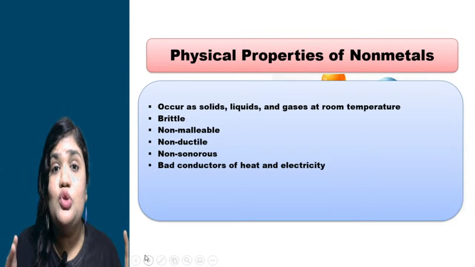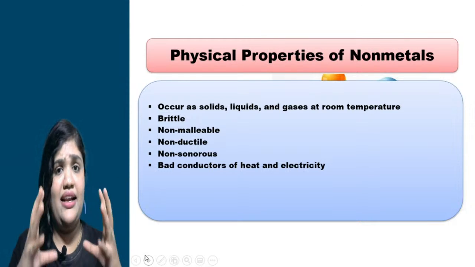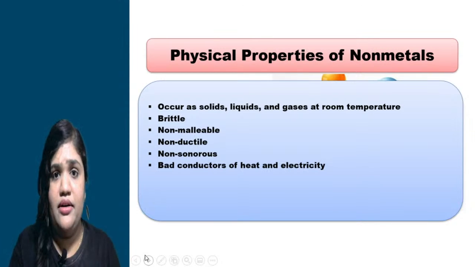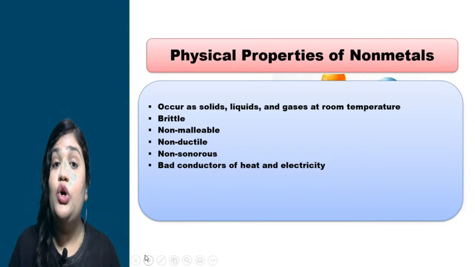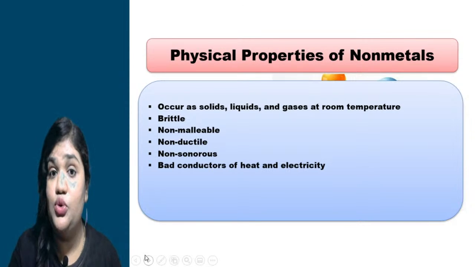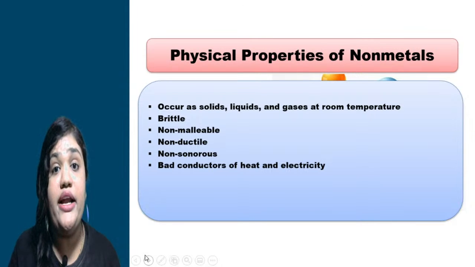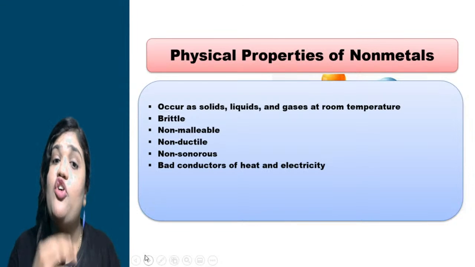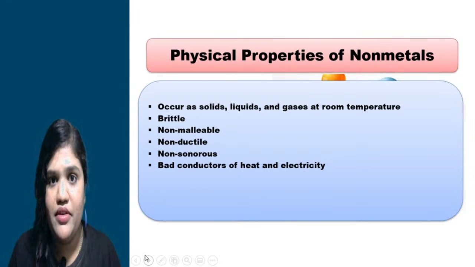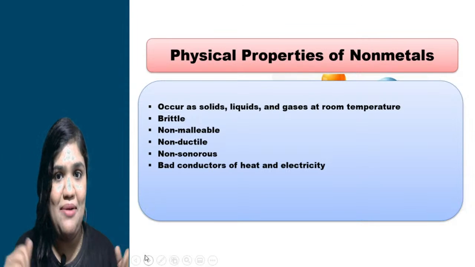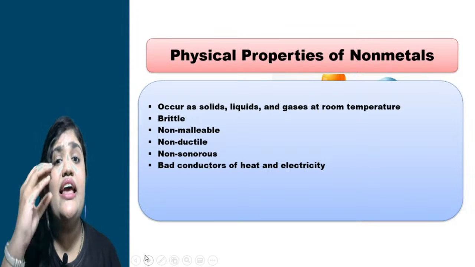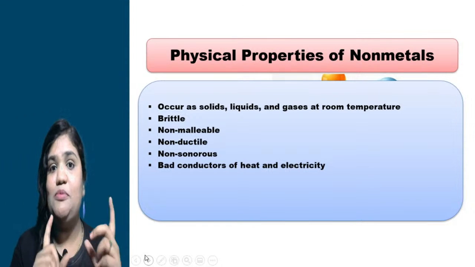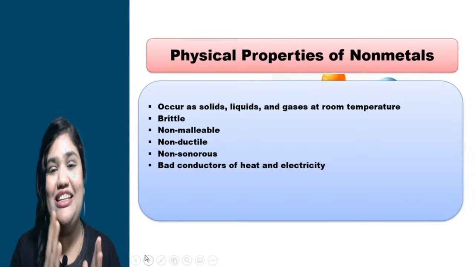Second one, diamond. You know that diamond is the hardest substance present in the world, right? But that diamond is also a good conductor of heat, and students, its melting point is very high. Generally, the boiling or melting points of non-metals are very low. But here is one exceptional case, which is diamond. Diamond has the highest melting point. So yes, these are some exceptional cases regarding the physical properties of non-metals.